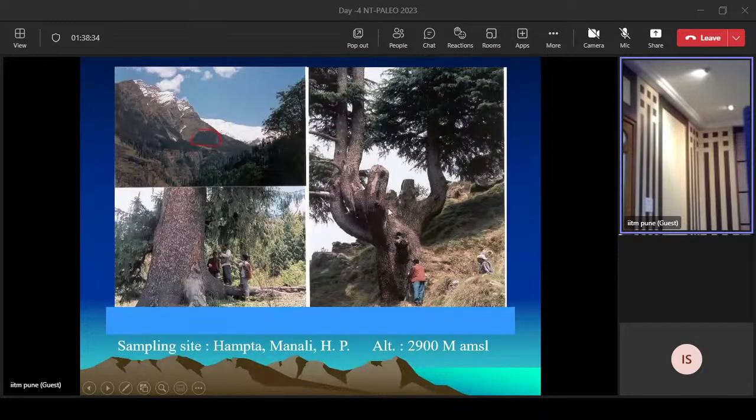This is how we collect the sample. This is very risky, to stand on such a slope. But the information we get is very important.